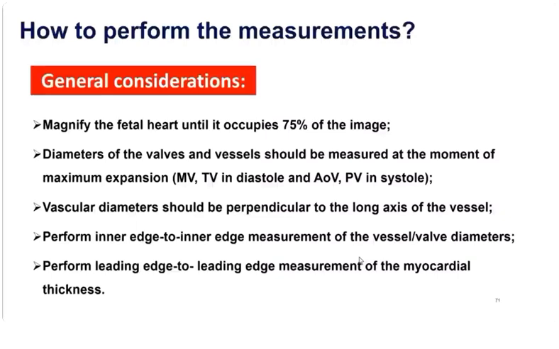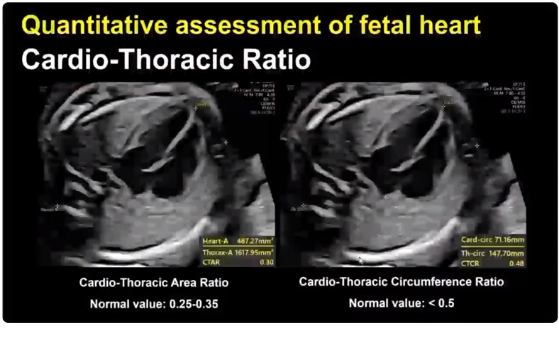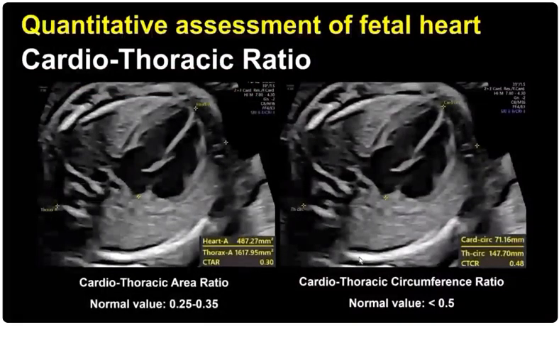We perform inner edge measurements for the vessels and the valves, and also leading edge to leading edge if we measure the myocardial thickness. So in the package for the cardiac measurements, we have very sophisticated parameters that can be evaluated. Basically, in the heart you can measure lots of things, but I would like to highlight the most commonly used. One of them is the cardiothoracic area ratio, and you can see here that we can look at the area ratio and circumference ratio, and the normal values are presented here. It's important to use the appropriate normal value when you interpret the results.